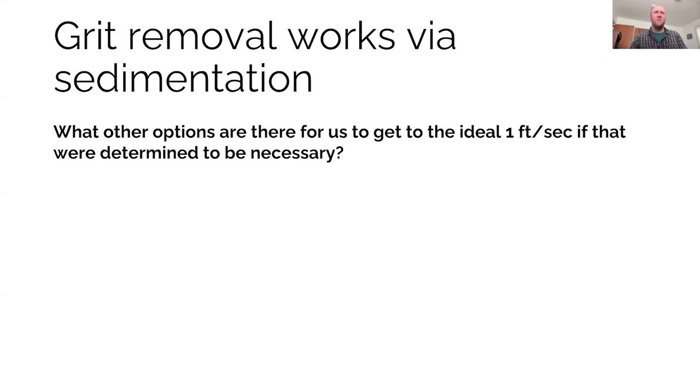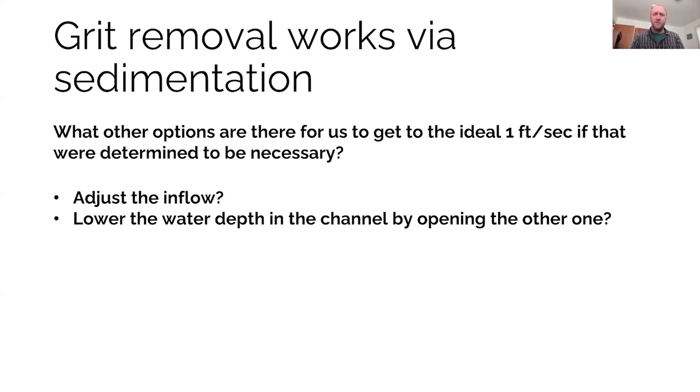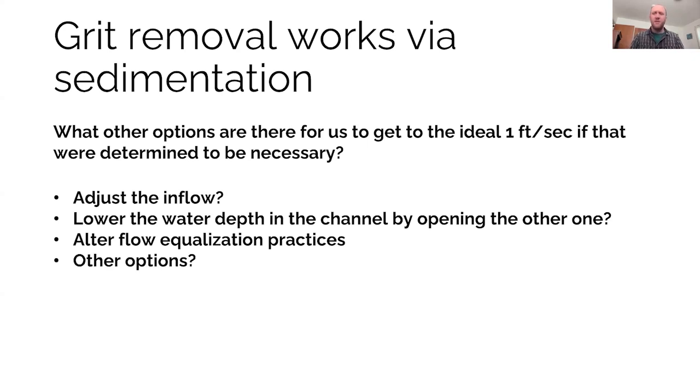Okay, but of course, a lot of times we can't necessarily adjust things that easily, but if you do need to get to that flow, how do you change that? So there's a few things you can do. You can somehow adjust the inflow. Maybe you have an equalization basin at the beginning, like James talked about, and you can adjust the flow. You can change the water depth. Perhaps you have multiple channels that you can open up during higher flow times. Yeah, like ultra flow with the equalization practices. And maybe you have other options.